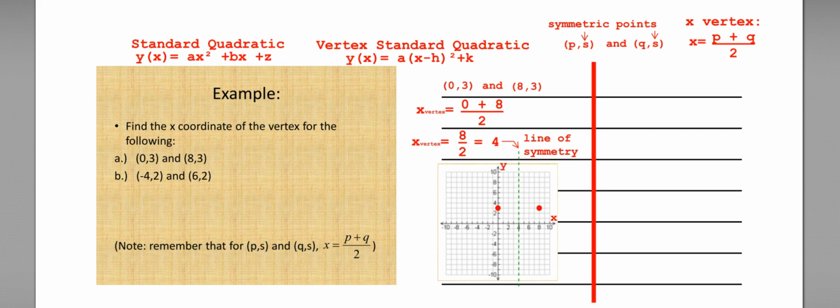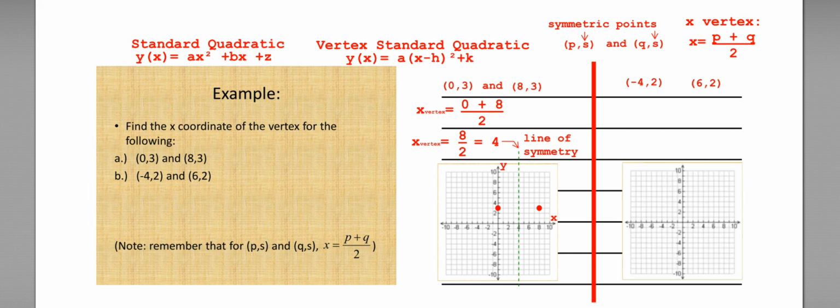Proceeding on to the next one, case B. We have (-4, 2) and (6, 2). Once again, let's notice that the y values are both 2. So that means they're symmetrical points. So let's label our x and y axes once again. And for this case, I'll graph the points first so I can visualize where the middle between both of those points is. Count from both points inwards, and you'll find that x equals 1.